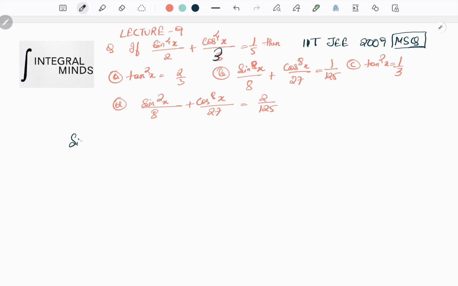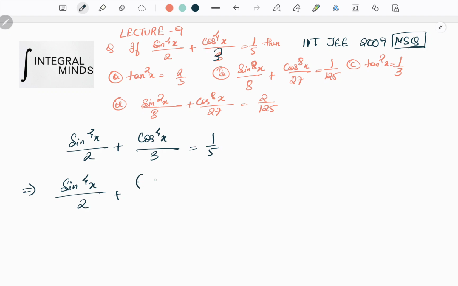It's given that sin^4 x/2 plus cos^4 x/3 is equal to 1/5. So just take one of the trigonometric ratios into sine, say we'll make it sine. So this will become (1 minus sin^2 x)^2 by 3, which is equal to 1 by 5.